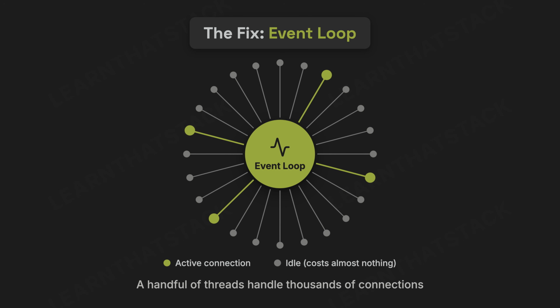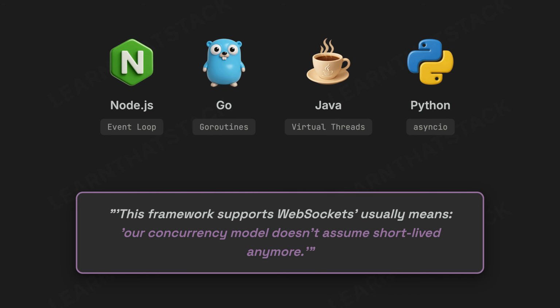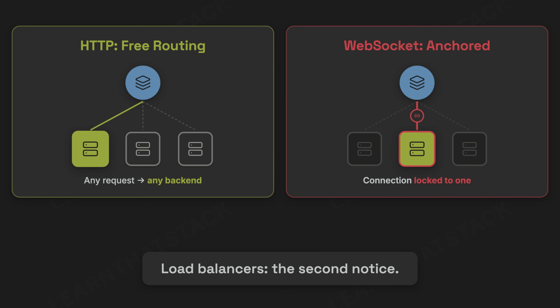The fix is to throw out the thread per connection model. Instead, a handful of threads sit in an event loop, reacting only when a connection has activity. 1,000 idle connections cost almost nothing. This is why WebSockets feel native in some environments and awkward in others. Node's event loop, Go's Goroutines, Java's virtual threads, each lets you hold thousands of connections cheaply. When a framework claims WebSocket support, what that really means is our concurrency model doesn't assume the short-lived promise anymore.